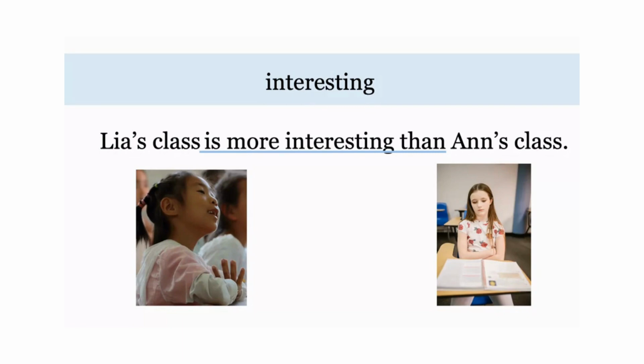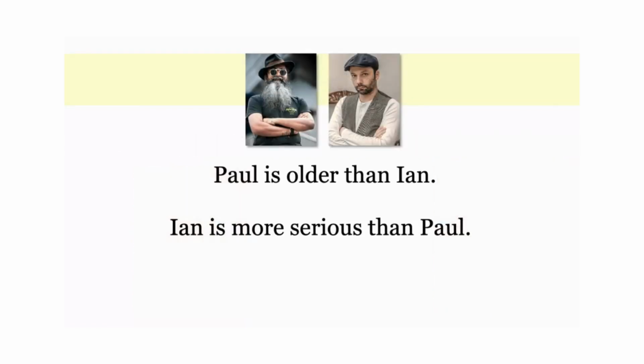Now you know how to compare things with adjectives. You can say Paul is older than Ian by adding an er on old, and you can say that Ian is more serious than Paul by using that word more. Paul and his brother Ian are different. Paul is older than Ian.